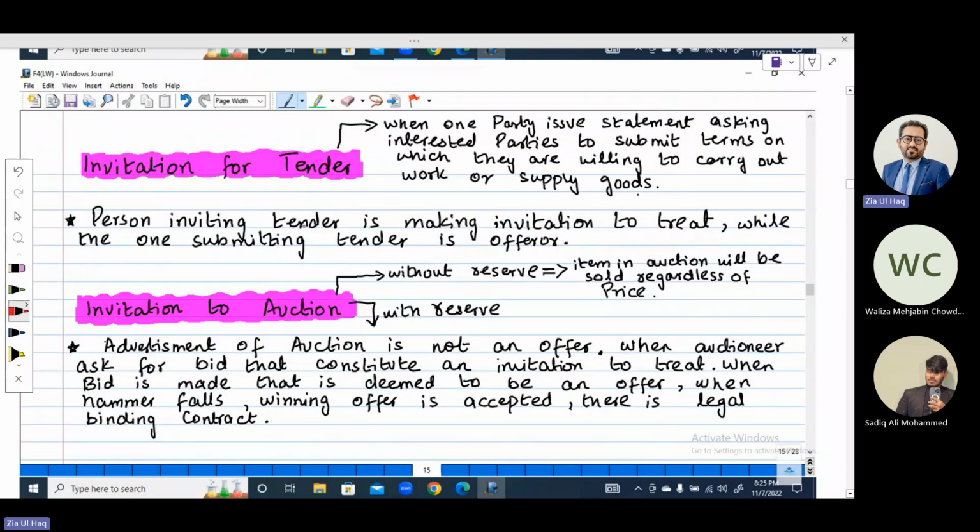So invitation to tender: when one party issues a statement asking interested parties to submit terms on which they are willing to carry out work or supply goods. If you advertise to take quotations from different suppliers, that will be called an invitation to tender. And the person inviting the tender is making an invitation to treat. This will not be considered an offer. While the one submitting the tender is an offeror, and now the business will be accepting the offer, meaning the acceptor.